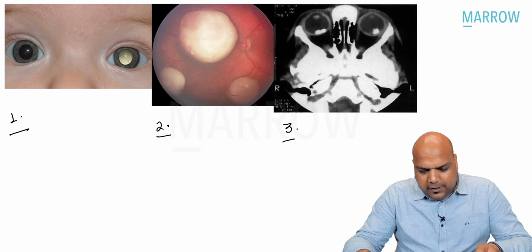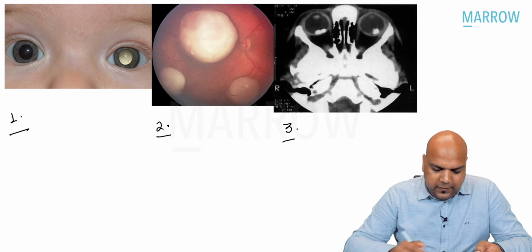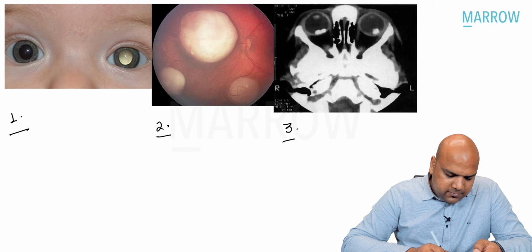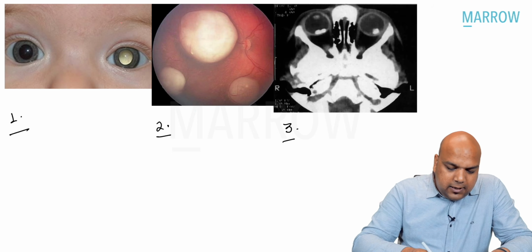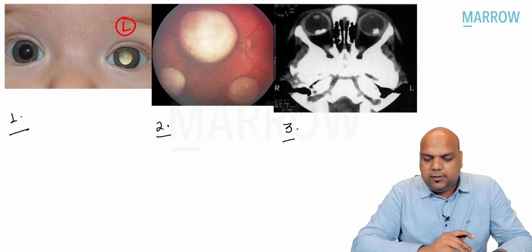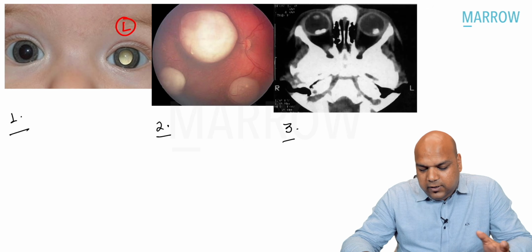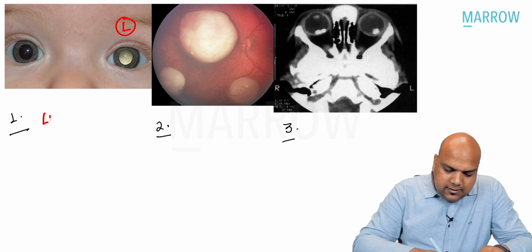Okay, next image is a three-part image. Number one, number two, number three. What is number one? What is number two? And what is number three? Let's see. Number one, left eye. What can we see? Anyone? Left eye. We can see a white colored pupil. What is a white colored pupil known as? Leukocoria.